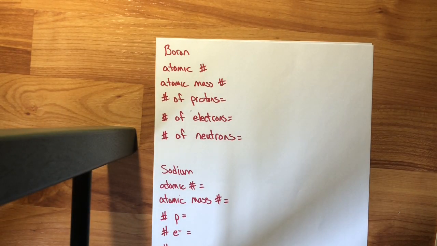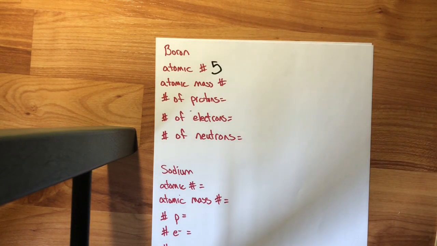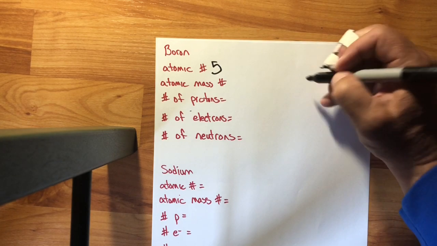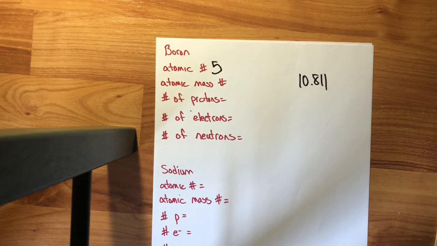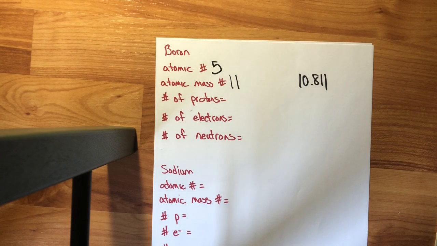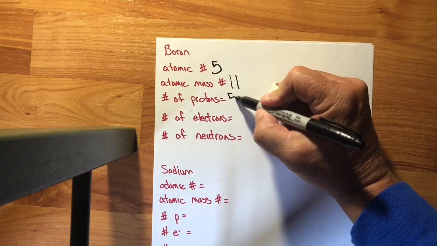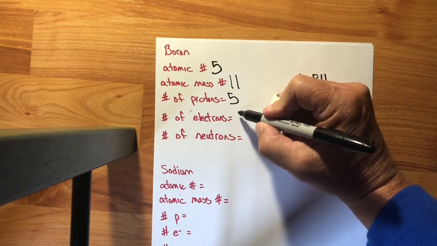So the atomic number for boron was 5. The atomic mass number was 10.811. Now we're not going to write this 10.811. What we have to do is we have to round that. So we're going to round that, and that would be 11. We're going to round it to no decimal places. The number of protons equals the atomic number. So boron would have 5 protons. The number of electrons equals the number of protons. So that has to be 5.